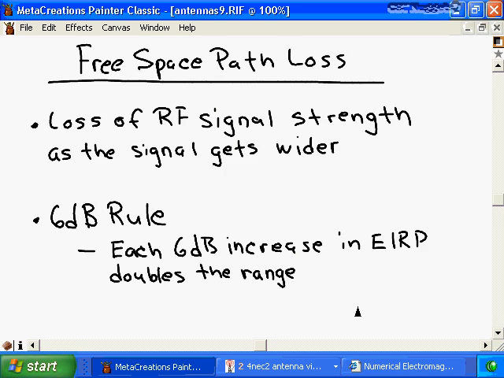Now, the converse is true as well. Let's say, for example, you were to purchase an antenna that is 6 decibels less than what you have. That means that you're going to reduce the range of your antenna by half.